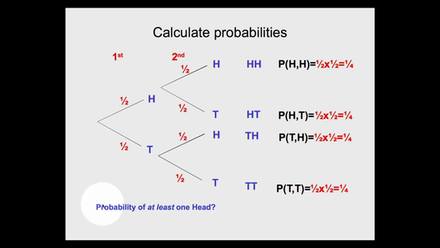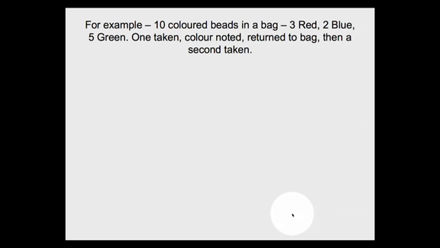Now, next question. Probability of at least one head. At least one head. Now, where are the probabilities? Where are the outcomes with at least one head? There's at least one there. There's at least one there. There's at least one there. Nothing there at all. So what is the probability? It's that one, that one, that one, and not the bottom one.